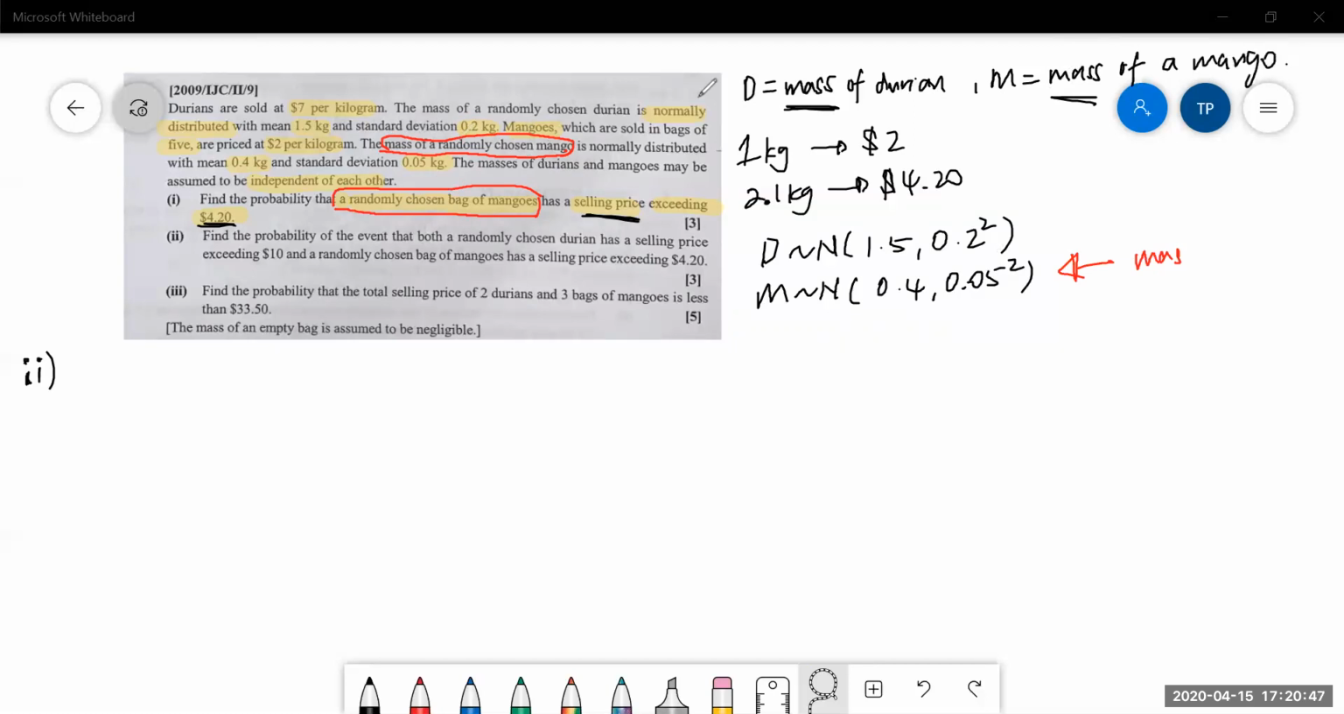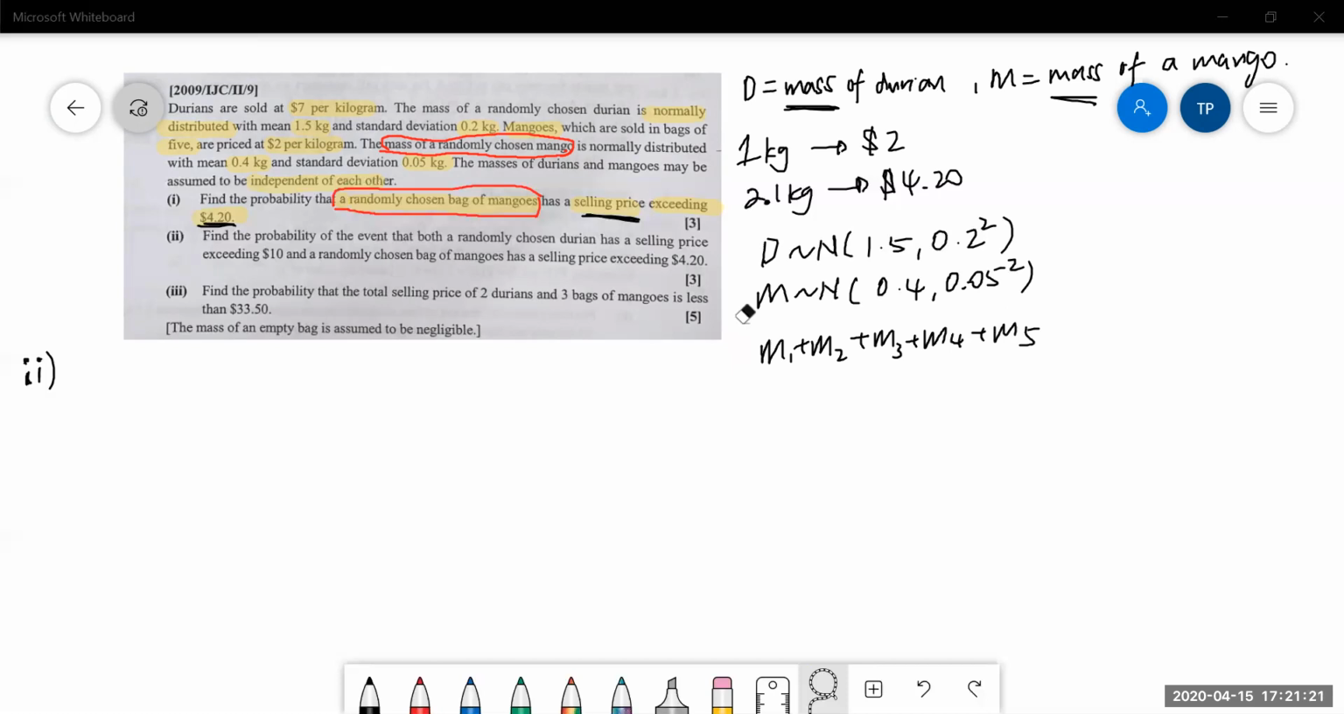Okay. So now we need to find a randomly chosen bag of mangoes. A randomly chosen bag of mangoes will have how many mangoes inside? There will be 5, right? Yeah, because they're sold in bags of 5. So we will need to find M1 plus M2 plus M3 plus M4 plus M5. Correct?